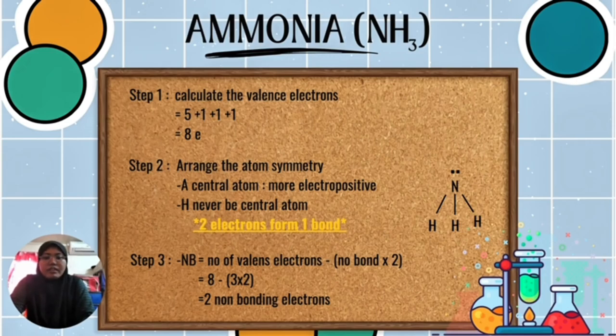Step 3, determine non-bonding lone pair electron. We started with 8 valence electrons. After forming 3 bonds, which we have 6 electrons, the remaining electrons are 8 minus 6 equal to 2 electrons. These 2 electrons form one lone pair on the nitrogen atom. So, the Lewis structure of ammonia has 3 single bonds between nitrogen and hydrogen and 1 lone pair of electron on nitrogen.